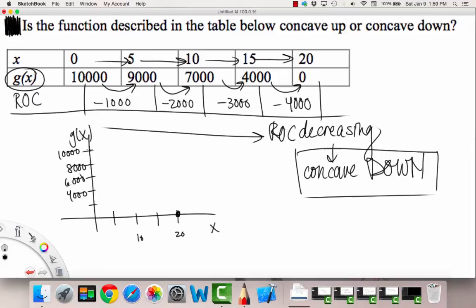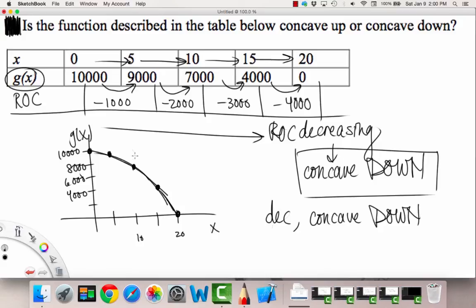If I just graph the points, I'll show you what it looks like. At 5, we're at 9,000, so it's almost up there, but it's in the middle. 10 goes to 7,000, so something like that. And then 15 goes to 4,000, so it looks like that, right? So our graph looks something like this, which, if you can rewind the video a little bit and go back to our chart before, is the same thing as decreasing and concave down. This is what the little segment of the graph looked like, right?